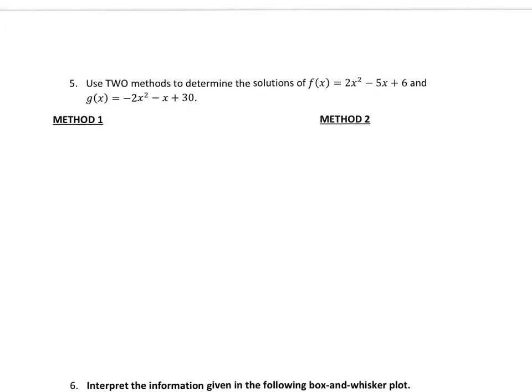Okay, so for number 5, it says use 2 methods to determine the solutions of f of x and g of x. There are 3 ways to show me how to find the solutions or intersections. Remember, those mean the same thing. The first way you can show me is solving algebraically, and you can use either substitution or elimination to solve.